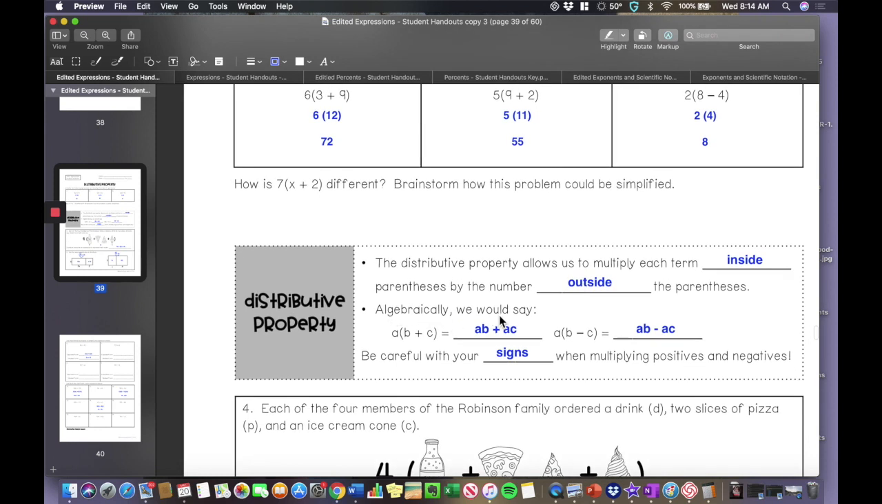So algebraically, we could say that we could distribute A to B and A to C. So it would be A times B, and then it would be A times C. And then we have A times B and A times negative C. So when I had a negative or a minus sign inside my parentheses, I have a minus sign in expanded form here.